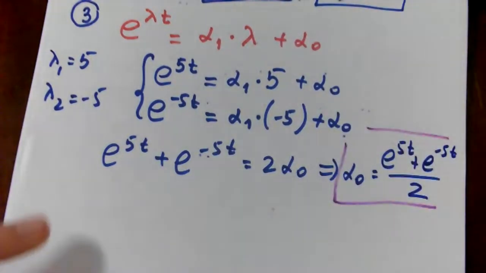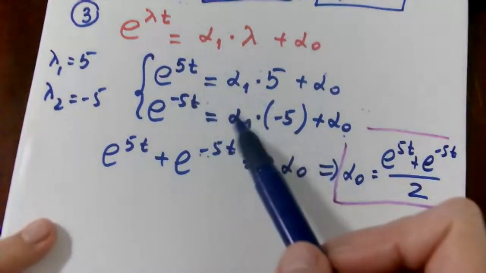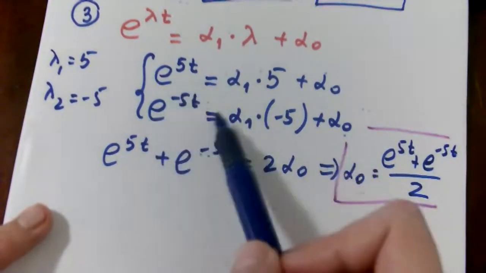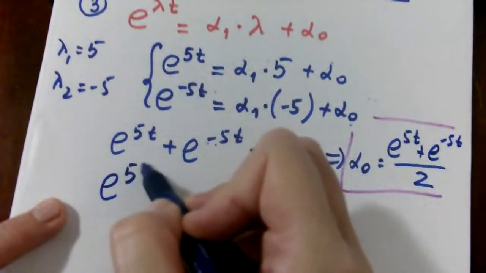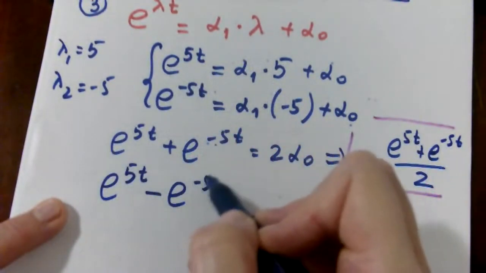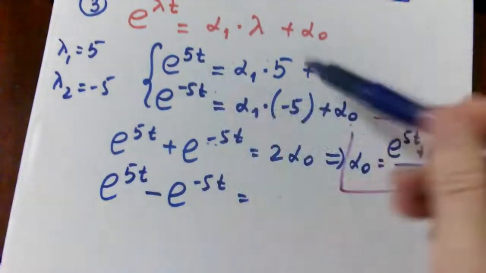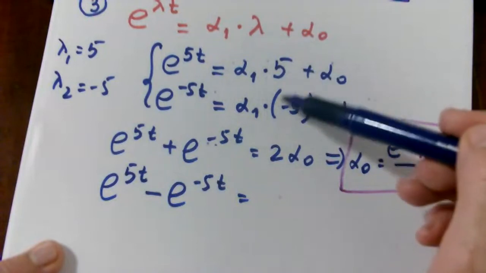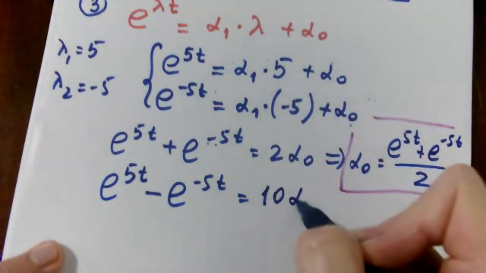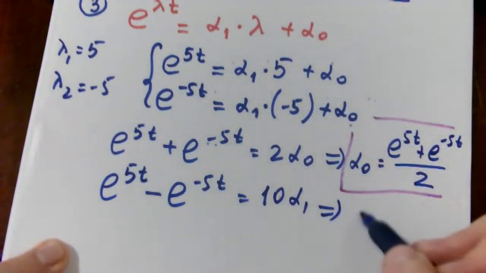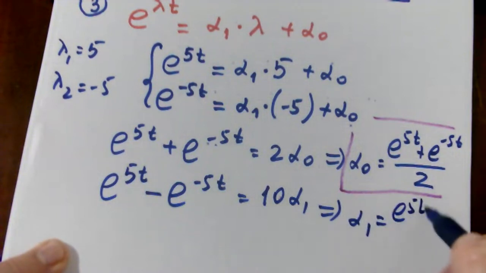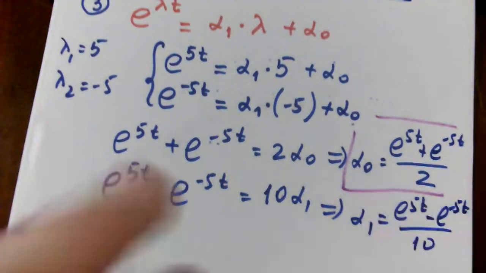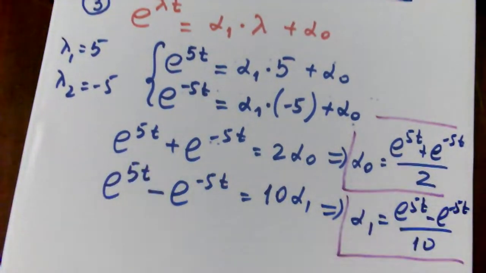Very nice. And if you look at these equations again, you might realize that it might be a good idea to subtract them from each other. If you subtract the second one from the first one, look at this: e to the 5t minus e to the minus 5t. These were left-hand sides. On the contrary, these two terms will cancel out, but these will give us 5 minus minus 5, which is 10 alpha 1. And again, you can express alpha 1 here. Look at this. Very beautiful solution, very nice and effective. So we already get our alpha 1 and alpha 0.